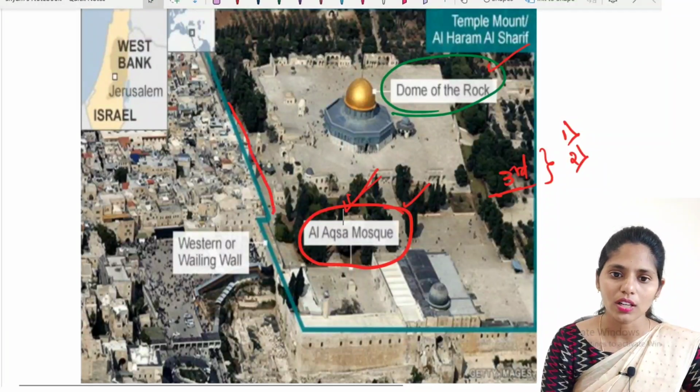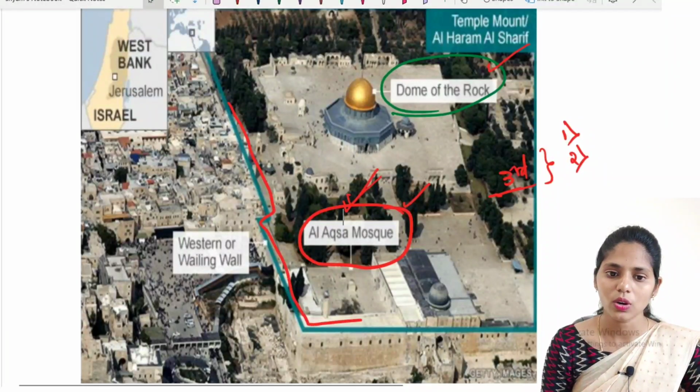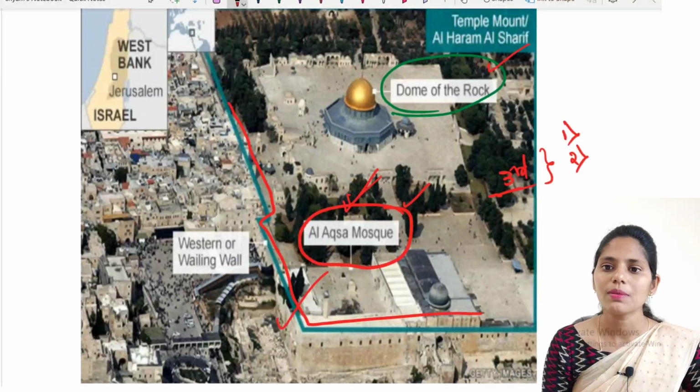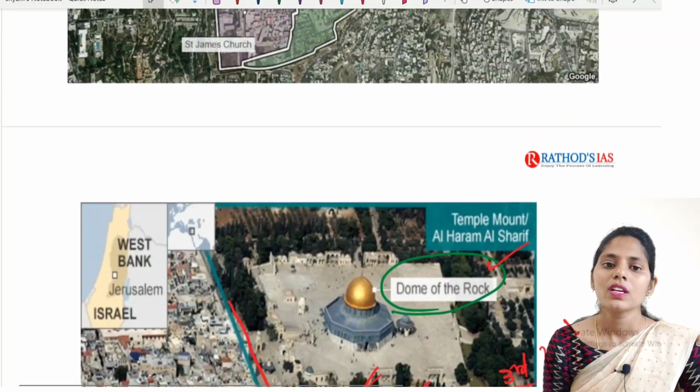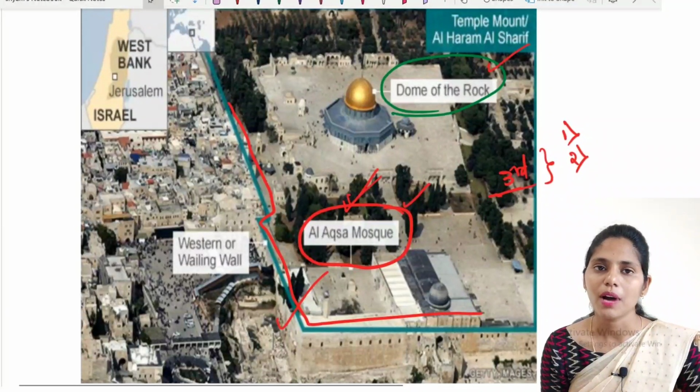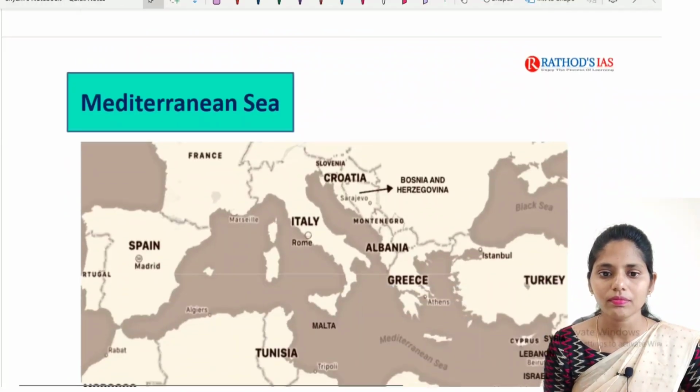And here this blue color wall, that is the Western or Wailing Wall, also has religious importance. So these are some important things that you need to remember. If you're talking about important places, that is Al-Aqsa Mosque, the Dome of the Rock, Temple Mount or Al-Haram al-Sharif, and even the Western or Wailing Wall.